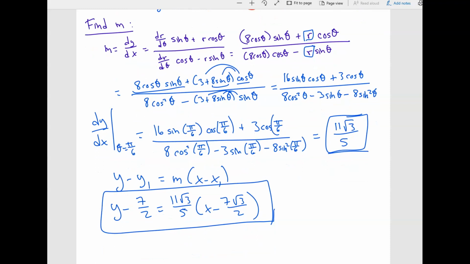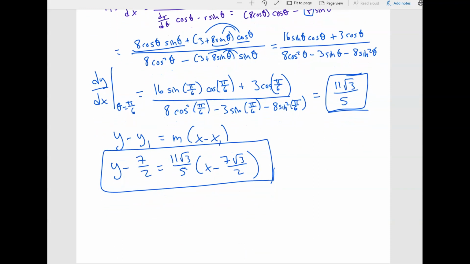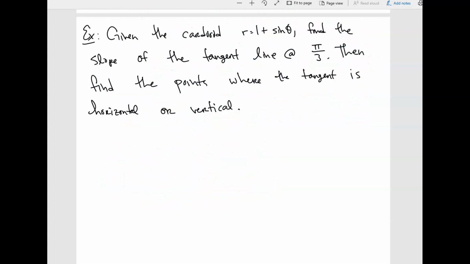But make sure that you put this in your calculator, and make sure that your calculator is on radians as well. Try this problem. Given the cardioid r equals 1 plus sine theta, find the slope of the tangent line at pi over 3. Then find the points where the tangent is horizontal or vertical.